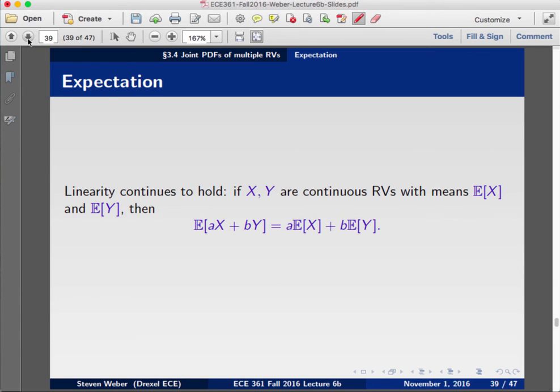And you'll recall we've talked many times by this point about linearity of expectation. It continues to hold in the case of multiple continuous random variables. So in particular, if X and Y are jointly continuous, and they have means E[X] and E[Y], then the expected value of the linear combination aX plus bY is the linear combination evaluated at the means.